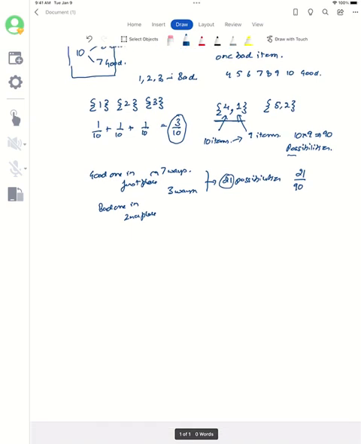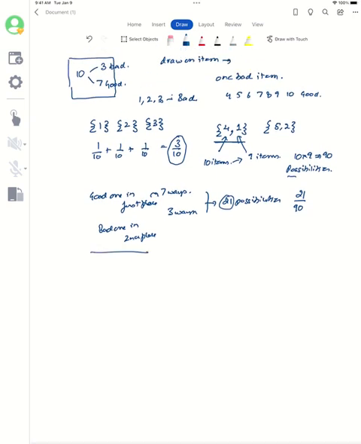Now let's look at the possibility for good, good and bad. Again, the first space can be filled in 10 possible ways, the second space can be filled in 9 possible ways, and the third space in 8. So the total sample space is going to be 720.